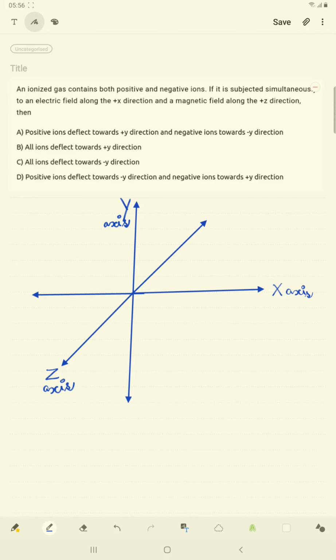Hello friends, today we are discussing another problem on the chapter magnetic effects of electric current.